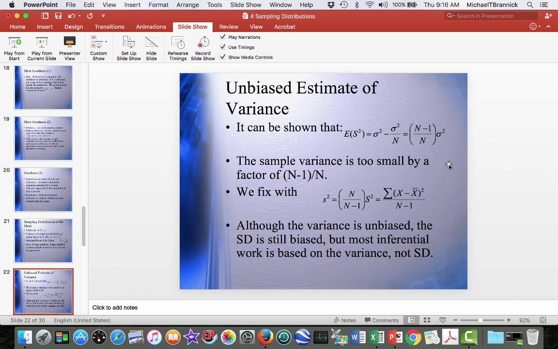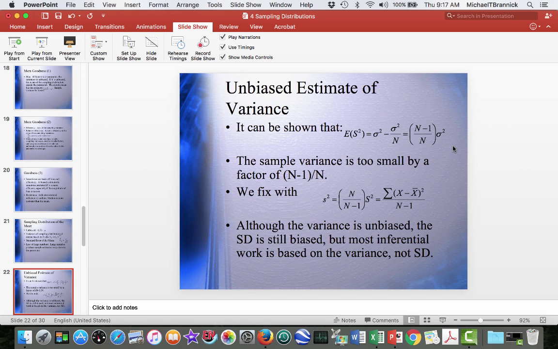Unbiased estimate of the variance. So if you're mathematically inclined, you can show that the expected value of the sample estimate of the variance, this would be the sum of x minus x bar squared divided by n. So if we find the sampling distribution of that, and then we find the mean of that thing, that's the expected value here, that mean is equal to the variance in the data minus variance in the data over n, which is equal to, if we do a little rearranging, n minus 1 over n times the variance.